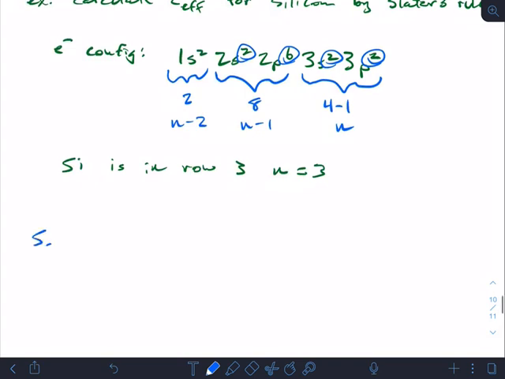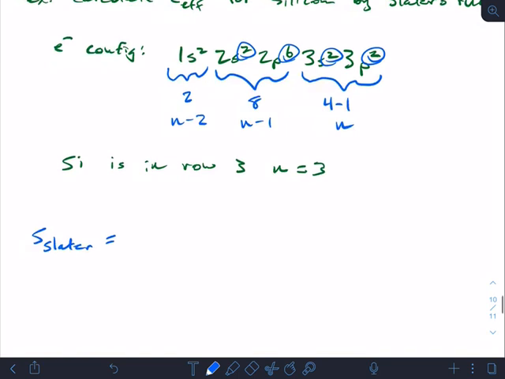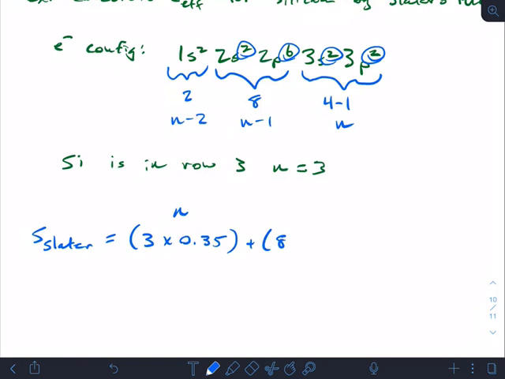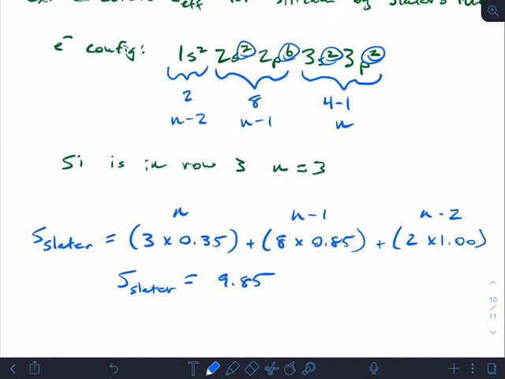Okay, so when I go to calculate the shielding via Slater's rules, I'm going to have what looks like this. There are 3 electrons in the n level that I need to worry about, and those provide a shielding of 0.35. And then I've got 8 electrons in my n minus 1 level, and they provide a 0.85 shielding. And below that, I've got 2 electrons providing a shielding of 1, and this is my n minus 2 or lower. When I calculate that all together, I get S for Slater's rules equal to 9.85.